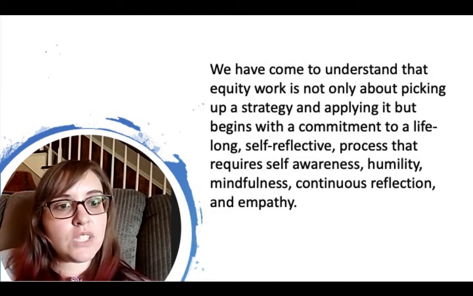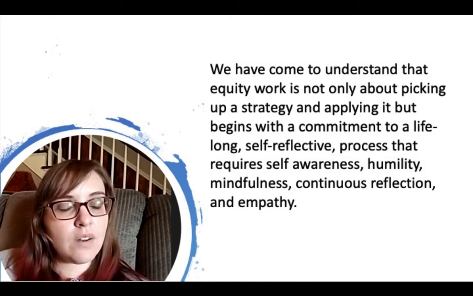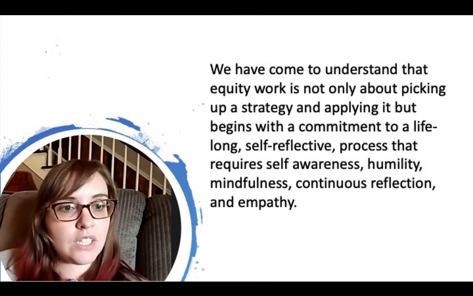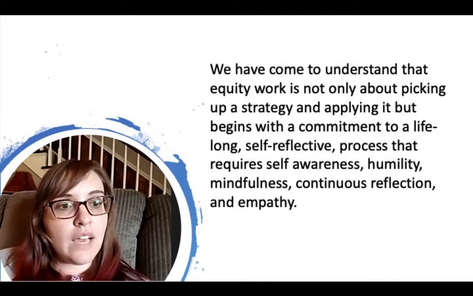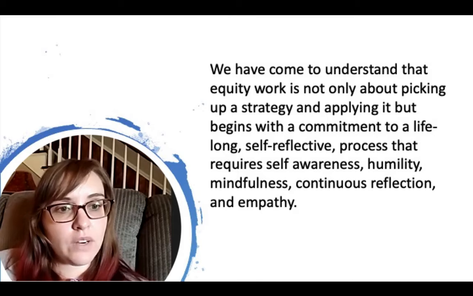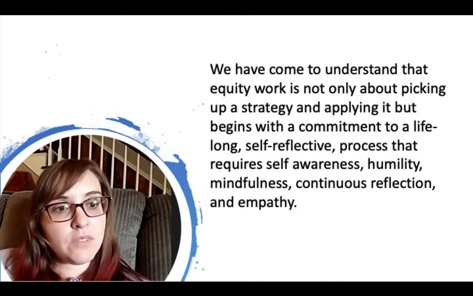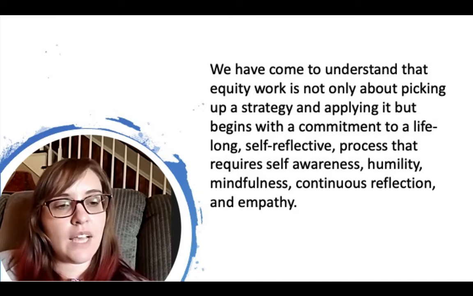We have come to understand that equity work is not only about picking up a strategy and applying it, but begins with a commitment to a lifelong self-reflective process that requires self-awareness, humility, mindfulness, continuous reflection, and empathy.